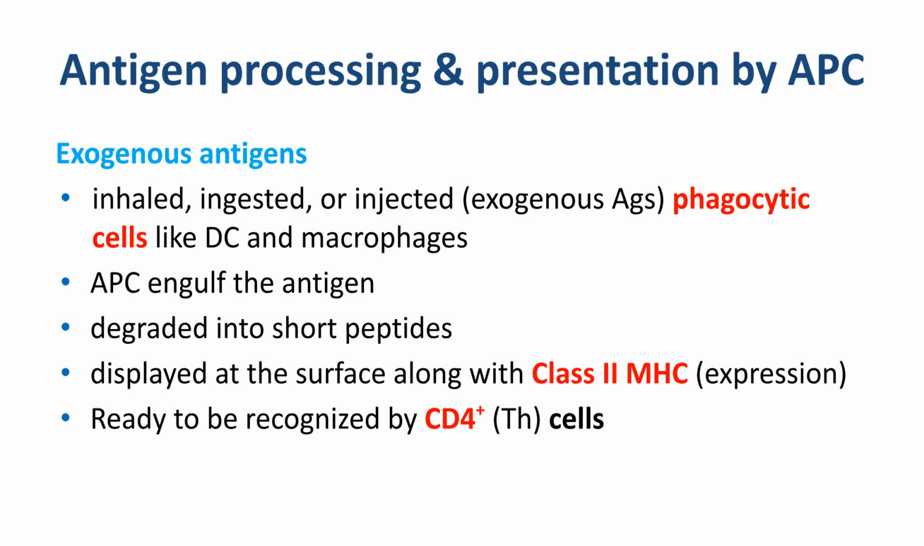Let's examine how APCs process exogenous antigens, which means they are from outside the cell. Exogenous antigens are those inhaled, ingested, or injected from outside the body. Phagocytic cells like dendritic cells and macrophages are particularly important for processing these antigens. The process follows several steps. First, APCs engulf the antigen through phagocytosis or endocytosis, internalizing it into vesicles called phagosomes or endosomes.